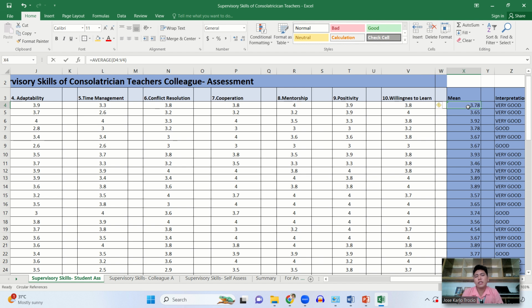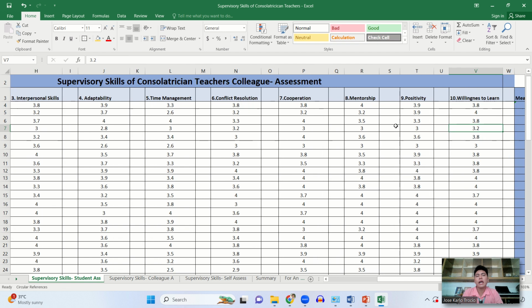So again, just add all their scores and divide it by the total number of questions. How are you going to identify the scores? Example, question number 1, the respondent responded strongly agree. Therefore, that is 4. Agree, 3 points. 2 is disagree. 1 point is strongly disagree. Okay, question by question, score by score, add them, divide by 10.